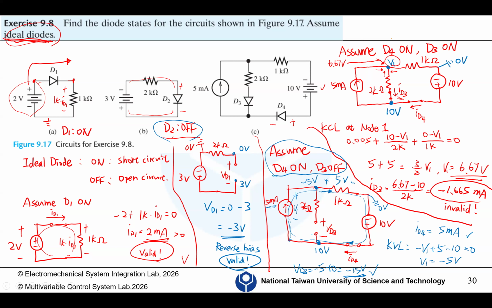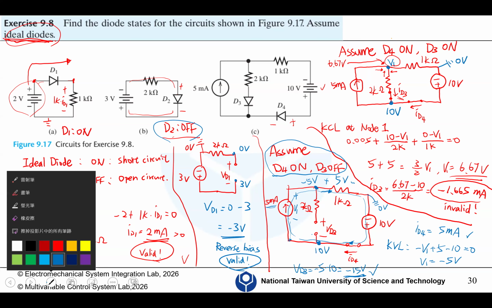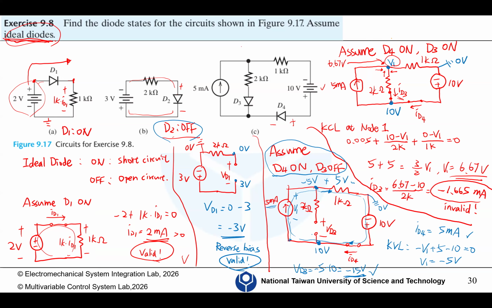So the answer for C is D4 on, D3 off. Let's see if it's correct. So this is exercise 9.8, D3 off, D4 on. Okay, that's how it is done.